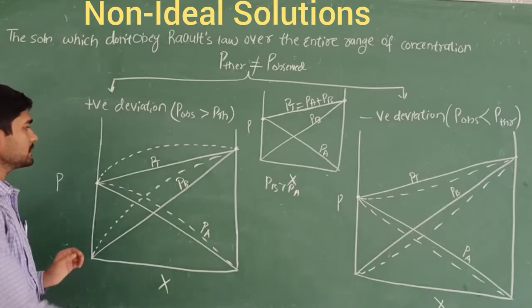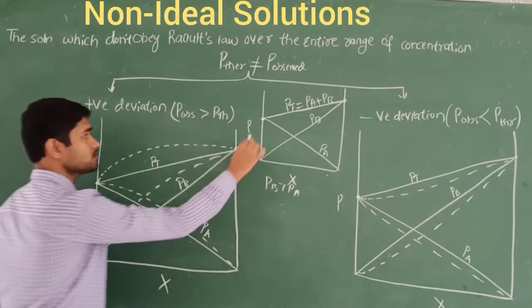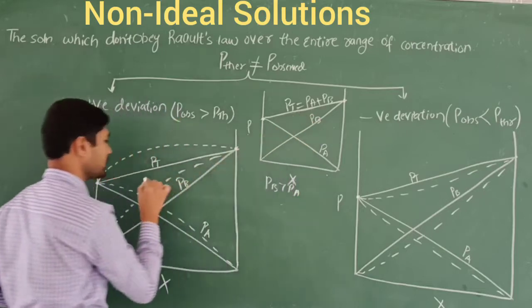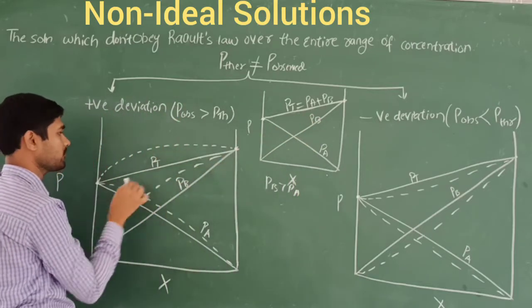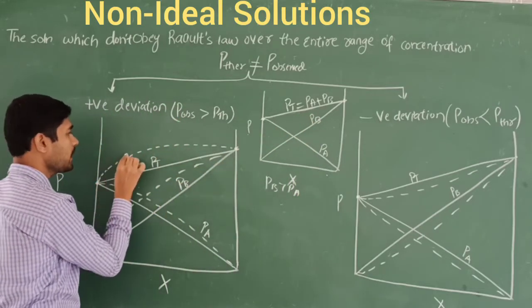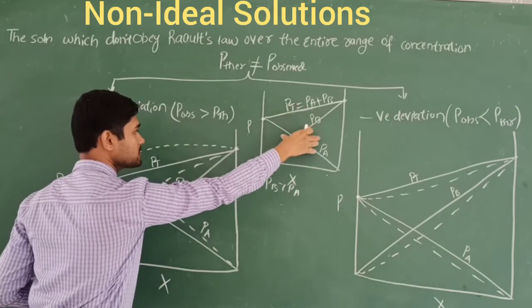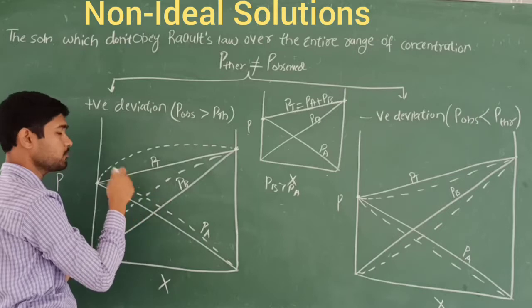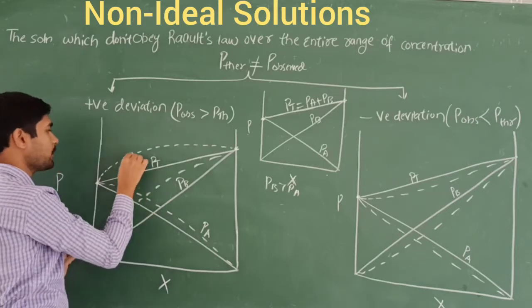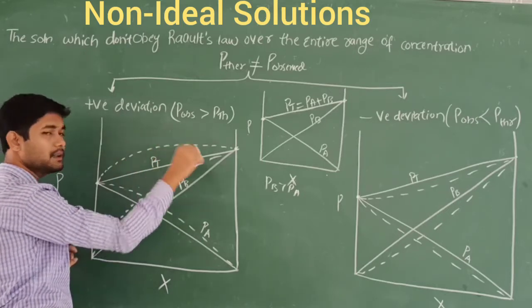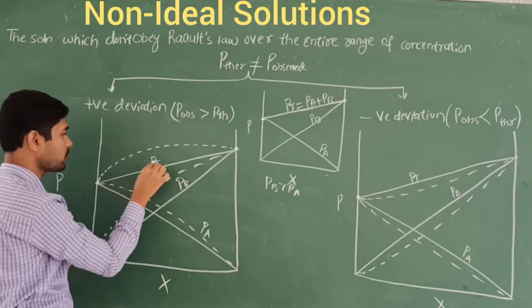It tells that in this positive deviation, the vapor pressure will be like this, whereas the total vapor pressure must be higher than Raoult's law. This is Raoult's law. By looking at this, we are going to study the positive deviation. Positive is higher than this. The vapor pressure of the solution will be higher in positive deviation. This is called the total pressure.